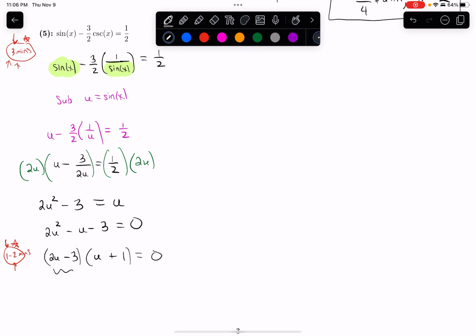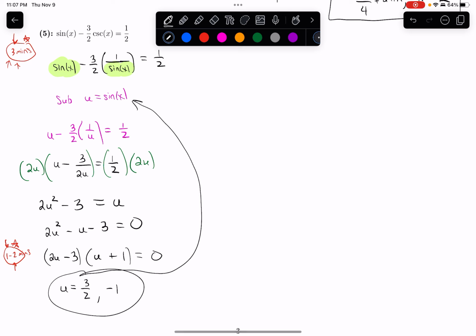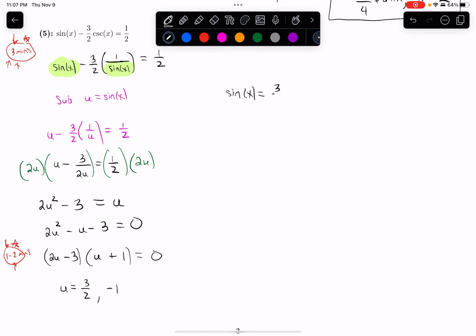So from the first parentheses, I get u equals, what do I get? 3/2. From the next parentheses, I get -1. Okay, so that's what u equals, but I substituted, so I got to plug these back into my substitution for the u. So that gives me either sine x equals 3/2 or sine x equals -1.